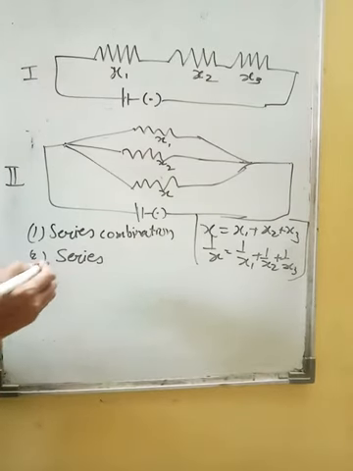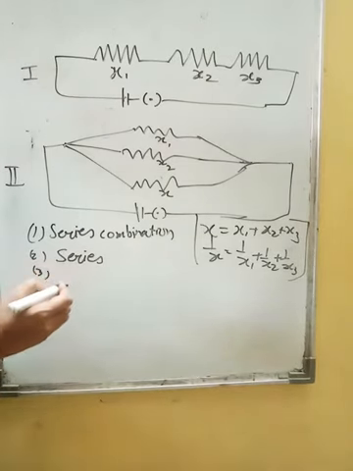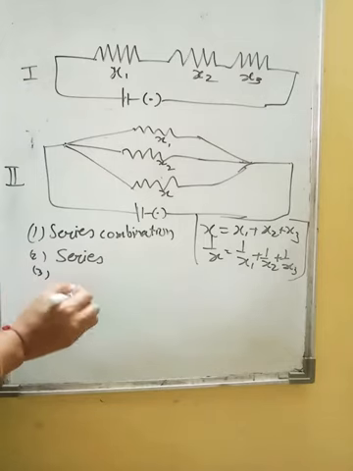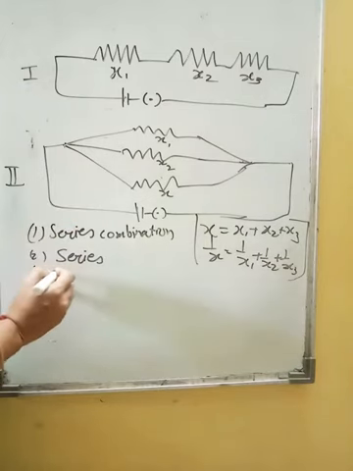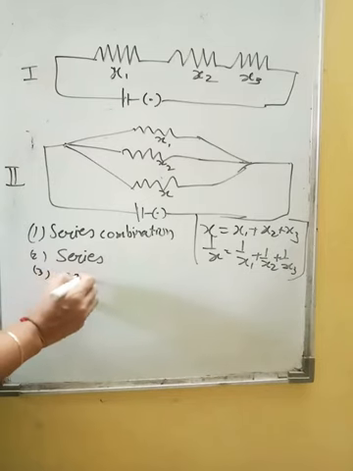Third one, x is smaller than x1, x2 and x3. छोटा. Parallel. Then it will be parallel. Good.